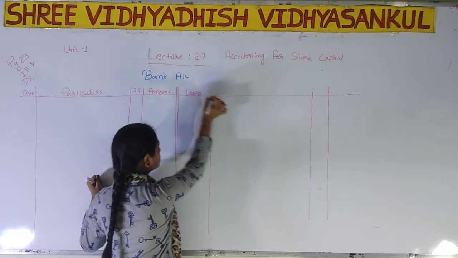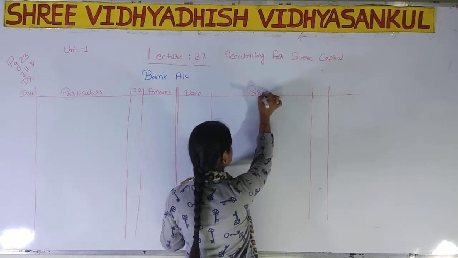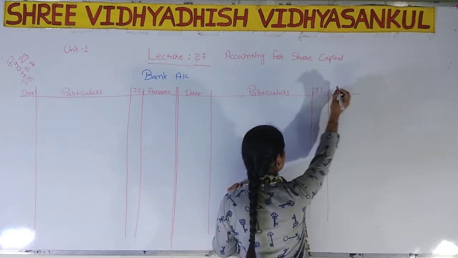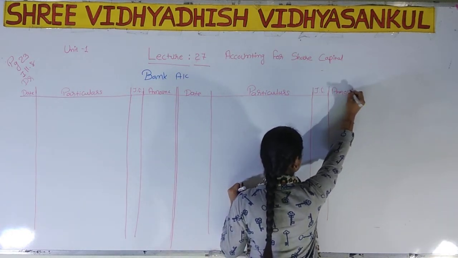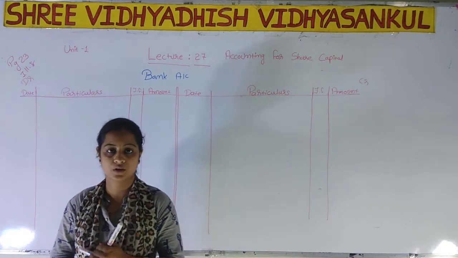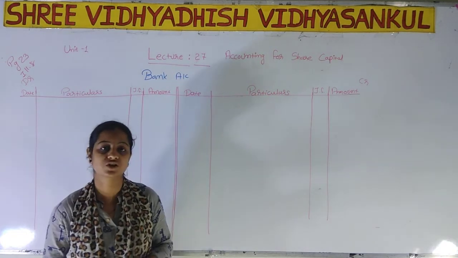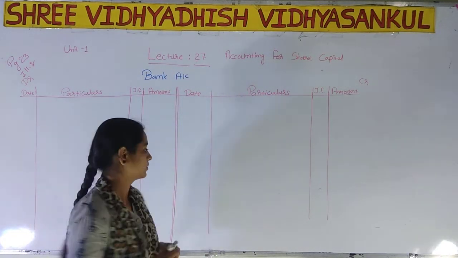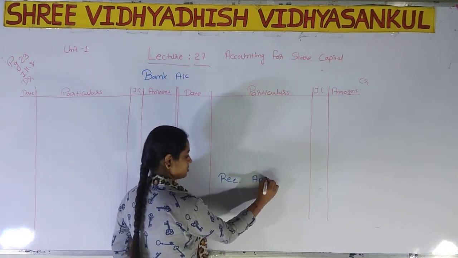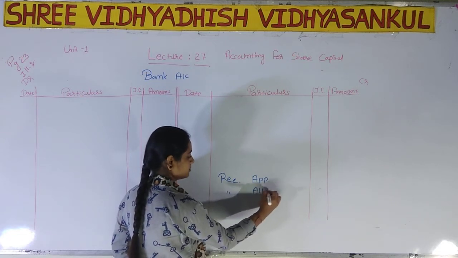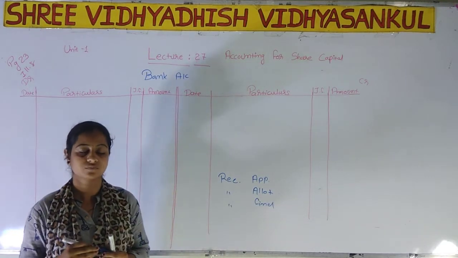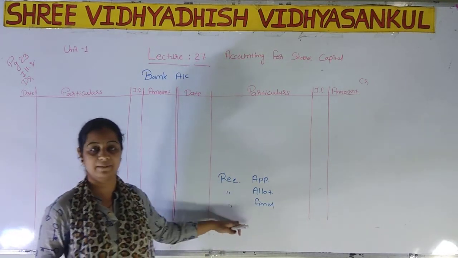Date, particulars, JF, and amount. Right? Now, here we have to give the effect of only 3 entries. That is for receiving application money, for receiving allotment money, and for receiving final call money. Right? So the first entry we have to write for receiving application money.